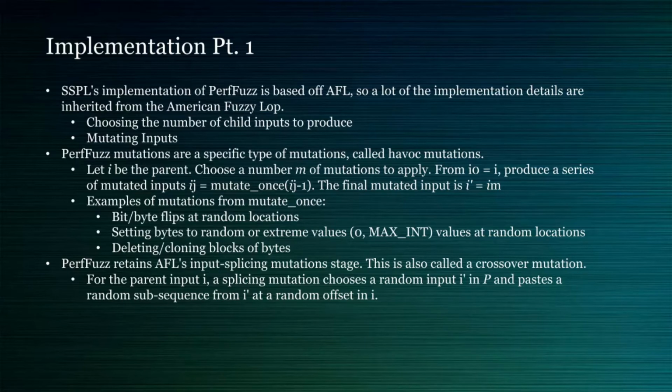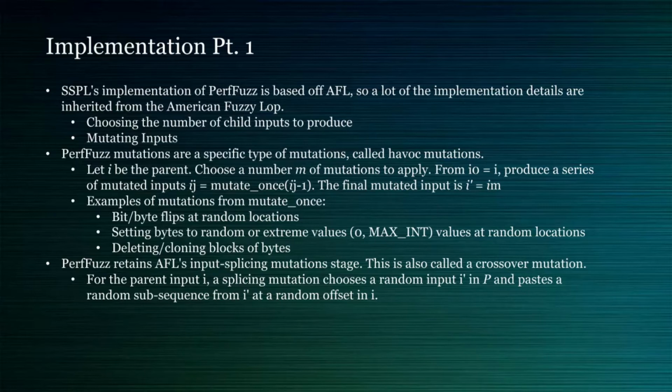PerfFuzz mutations are a specific type of mutations. They're called havoc mutations. Let I be the parent. Choose a number m of mutations to apply. m is chosen randomly from powers of two between 2 and 128. From I of 0 equal to I, produce a series of mutated inputs I of j, which equal mutate once of I of j minus 1. The final mutated input is I prime, equal to I of m.